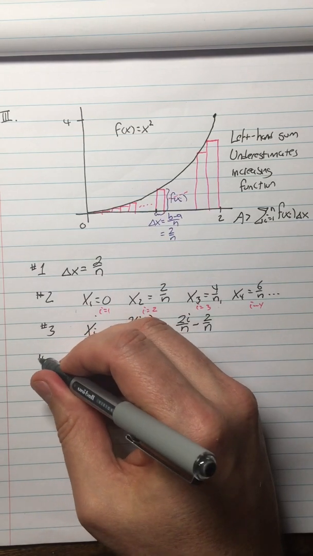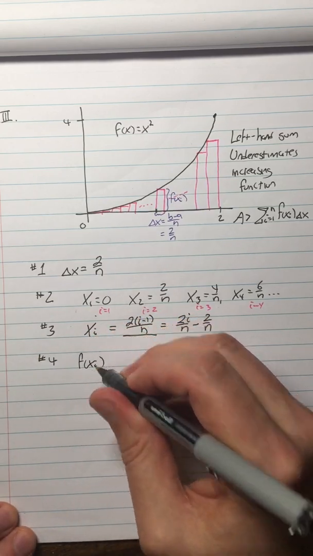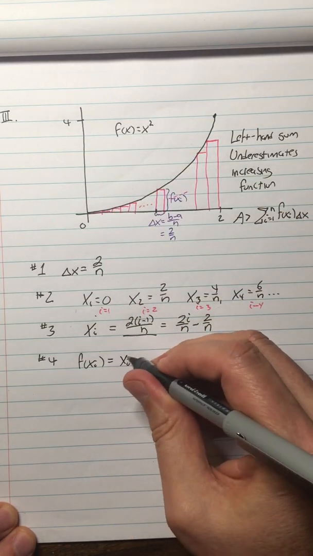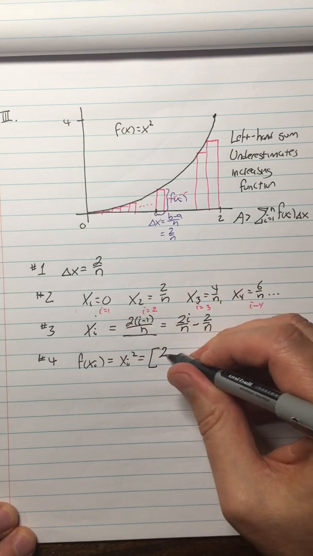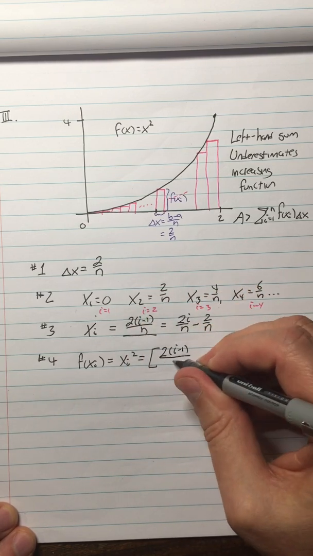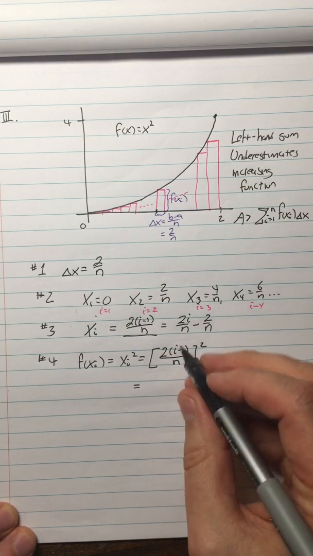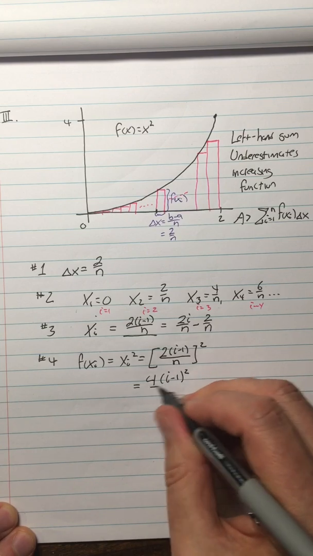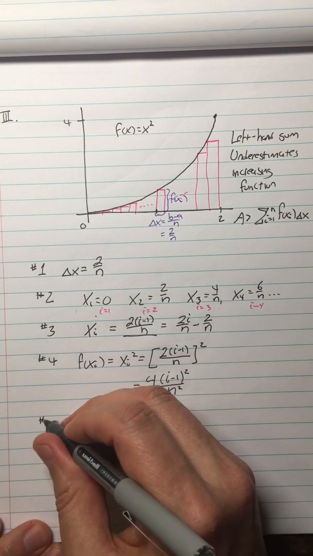I'm assuming you have now done number 4 through 6, so I'm going to do number 4. It is f of x sub i. We already know that f of x is x squared. That hasn't changed. So f of x sub i is x sub i squared, but that's a little trickier to do with this. So I have to go 2 times i minus 1 over n, squared. Let's simplify that a little bit. I'll just square each of these terms separately: 4 times i minus 1 squared over n squared. Of course, you could square out this i minus 1. Eventually we will have to, but I'm going to leave it for now. It's a little more compact as is.